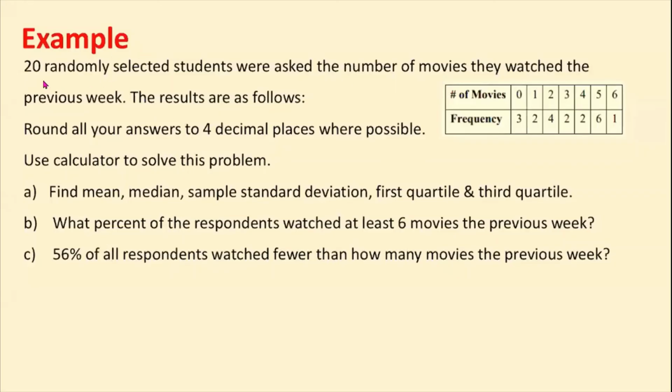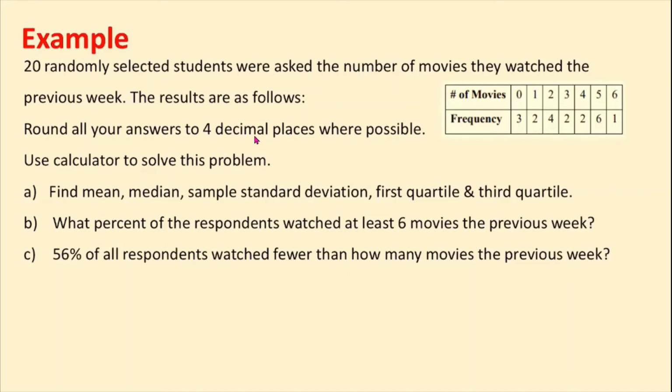Next example: 20 randomly selected students were asked the number of movies they watched the previous week. The results are as follows. No movies, 0, 3 students. 1 movie, 2 students. 2 movies, 4 students. 3 movies, 2 students. 4 movies, 2 students. 5 movies, 6 students. And 6 movies, 1 student. Round all your answers to 4 decimal places.